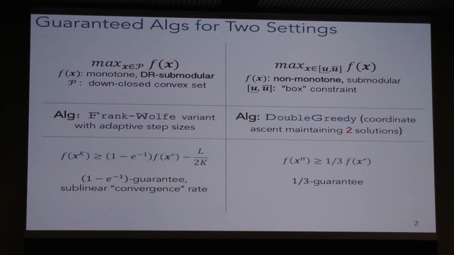The first one is to maximize a monotone DR-submodular function subject to a down-closed convex set. For this problem, we present the Frank-Wolfe variant with adaptive step sizes. It gives a 1 minus 1 over e guarantee with sublinear convergence rate. And the second one is to maximize a non-monotone submodular function over the box constraint. For this one, the DoubleGreedy algorithm, which is essentially coordinate ascent but maintaining two solutions, gives a one-third approximation guarantee. These two algorithms are shown to outperform the baselines in all of the applications.